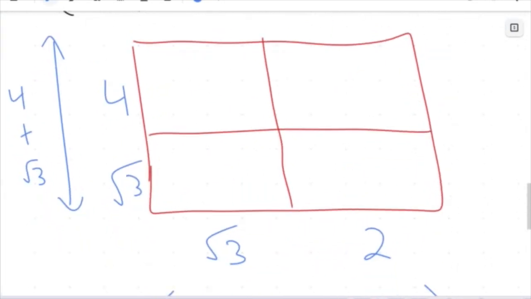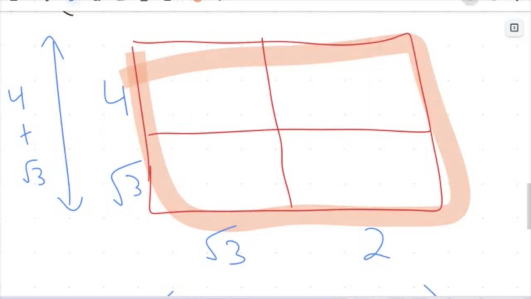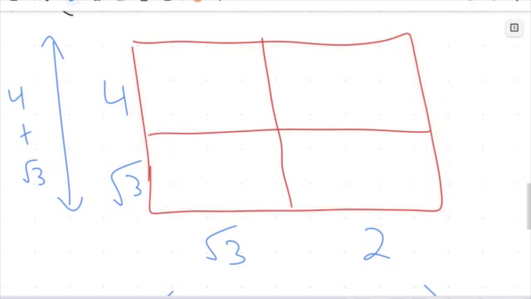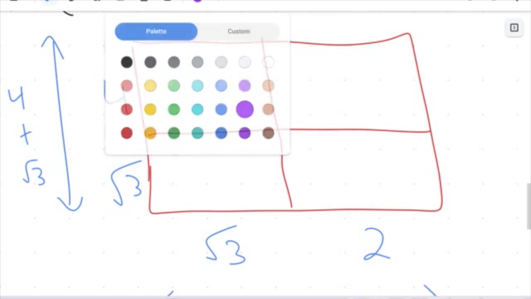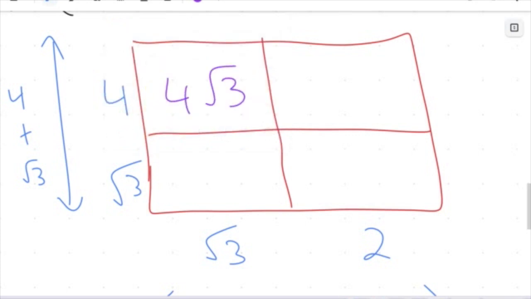Okay, so if we treated this as an area, to find the total area, we just want to find all the separate 4 areas and add them together at the end. So this top left-hand corner gives me 4 times root 3, which is just going to be 4 root 3. This top right-hand side is going to be 4 times 2, which gives me 8. This bottom one is root 3 times root 3. Now remember, if you multiply two surds that are the same, that's just going to be the actual number.